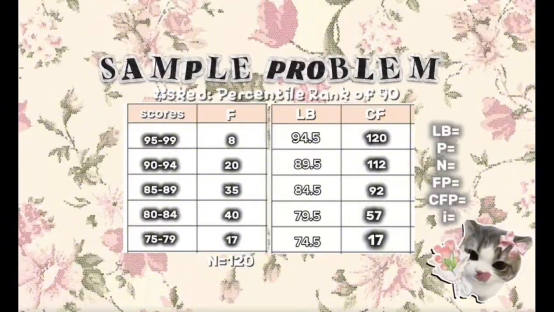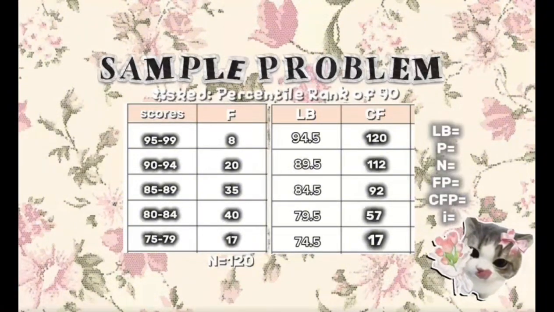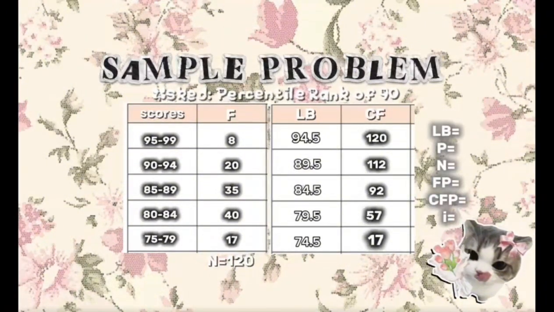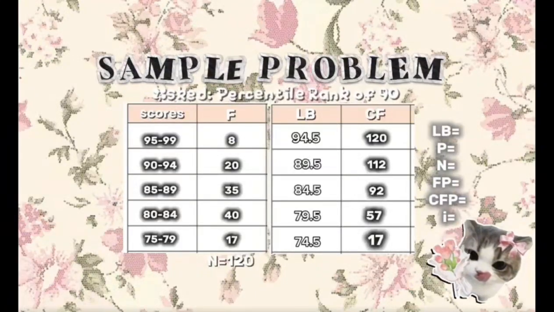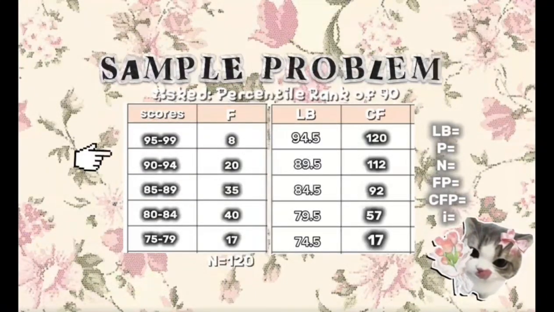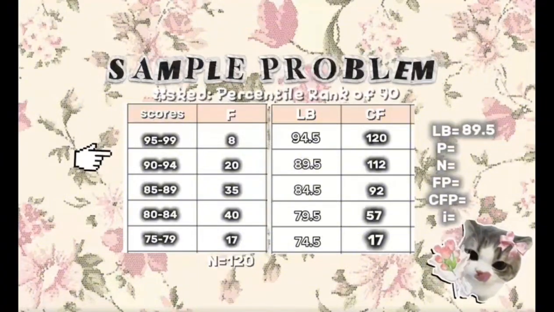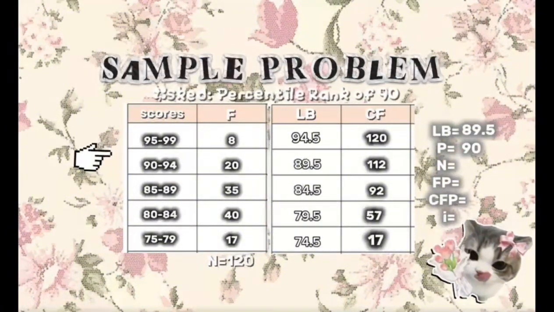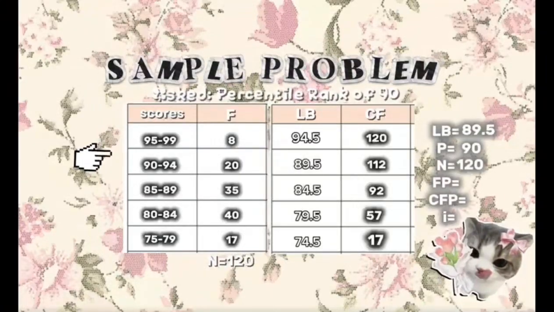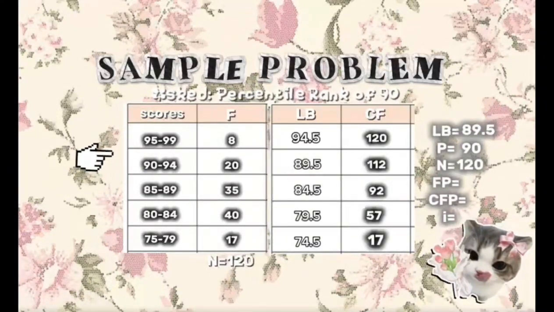Since our table is now complete, we should be able to answer our variables on the right side. Since it asks for the percentile rank of 90, we're gonna be focusing on the second row, which is 90 to 94. Our LB is 89.5. Our P is 90 since we're finding the percentile rank of 90. Our N is 120, which is the sum of our frequency in the second column.